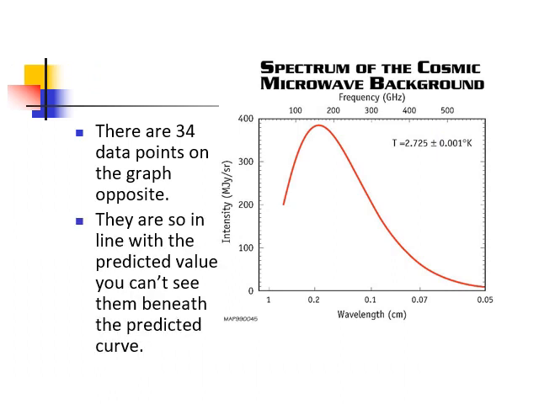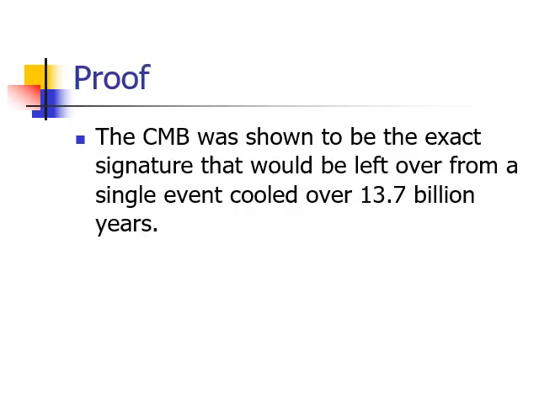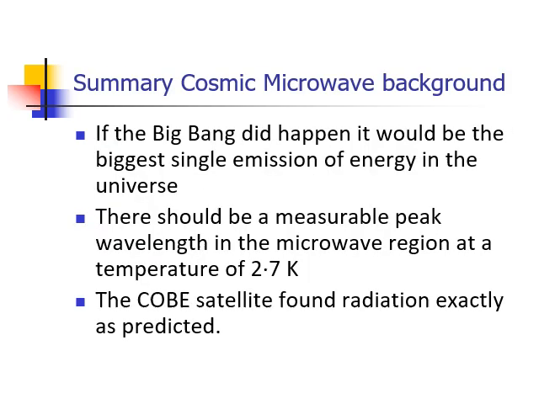Okay, you can see there's a peak, and there's lots of points on the graph in terms of our predictions, and the line is mapping exactly what we actually found there. So we get this peak wavelength at 0.2 centimeters. So the cosmic microwave background radiation was shown to be the exact signature that would be left over from a single event that cooled over the lifetime of the universe.